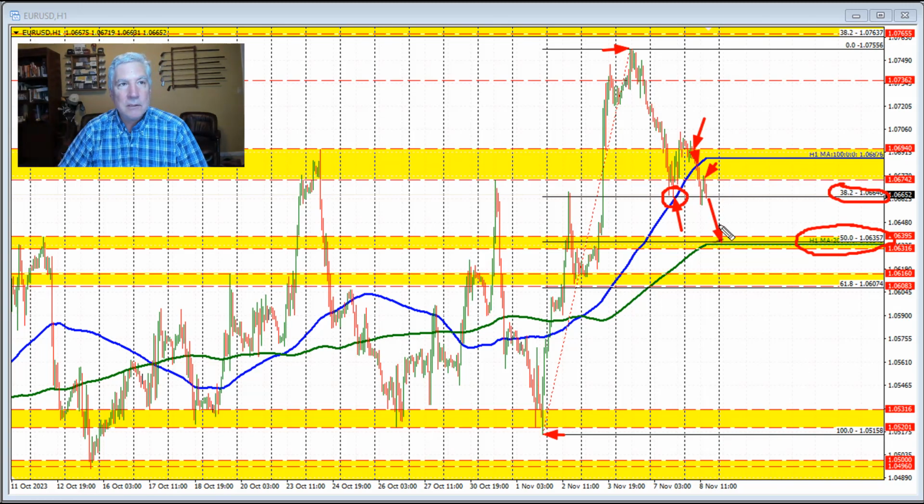If we stay below those levels, it's more bearish, and we look toward the 200-hour moving average or the 50% retracement. Get below that level and it opens the door for further downside momentum going forward. So that's a detailed look at the euro versus US dollar.